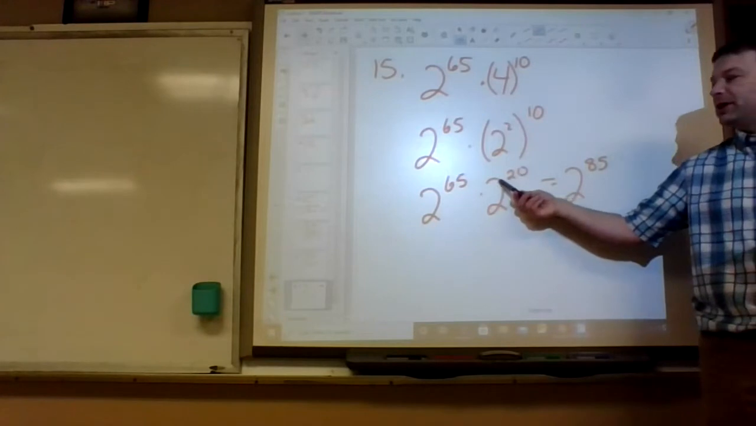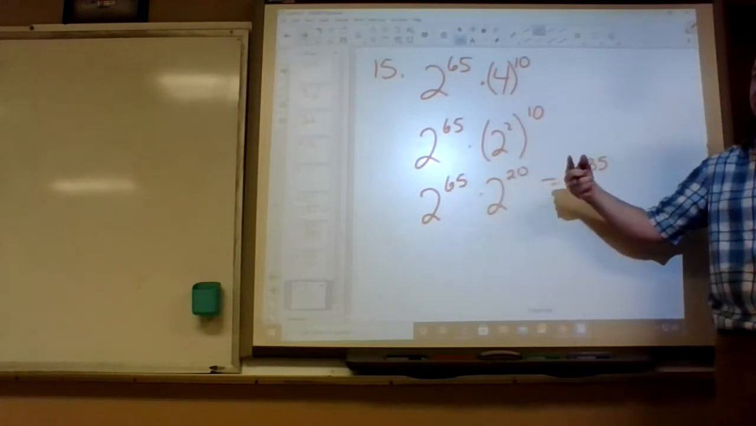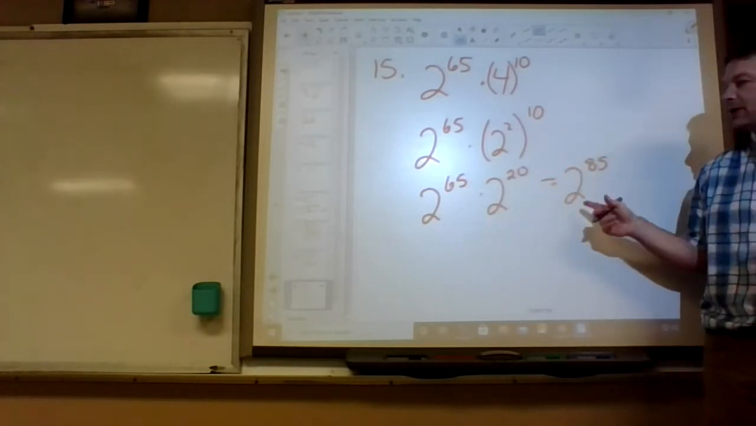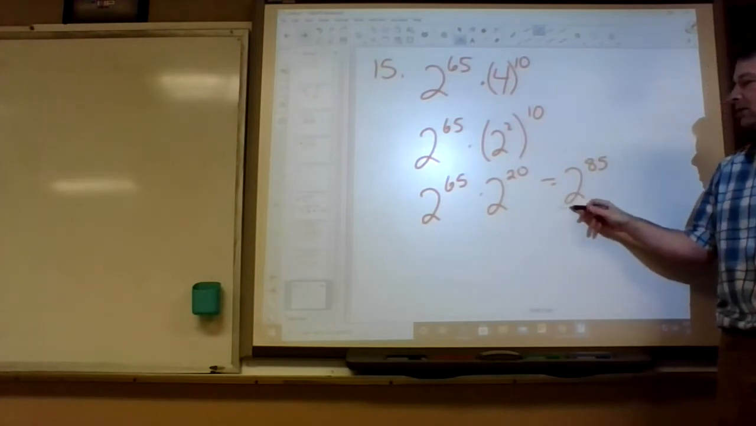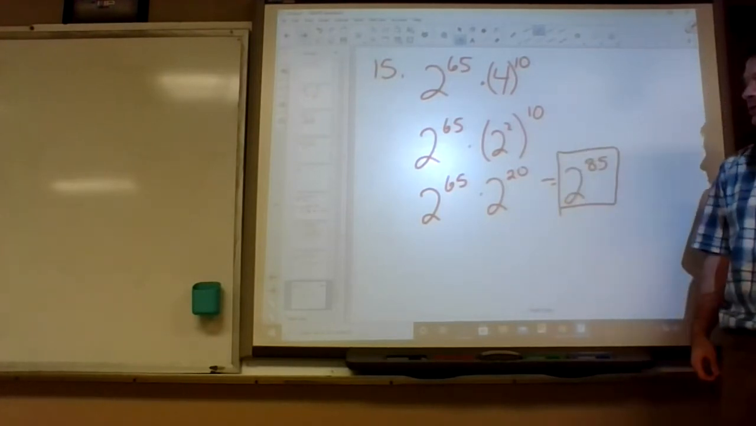If you plug it into your calculator, it has to use scientific notation because it's not even close to fitting on your calculator. But we're not doing scientific notation, so we'll leave it like that.